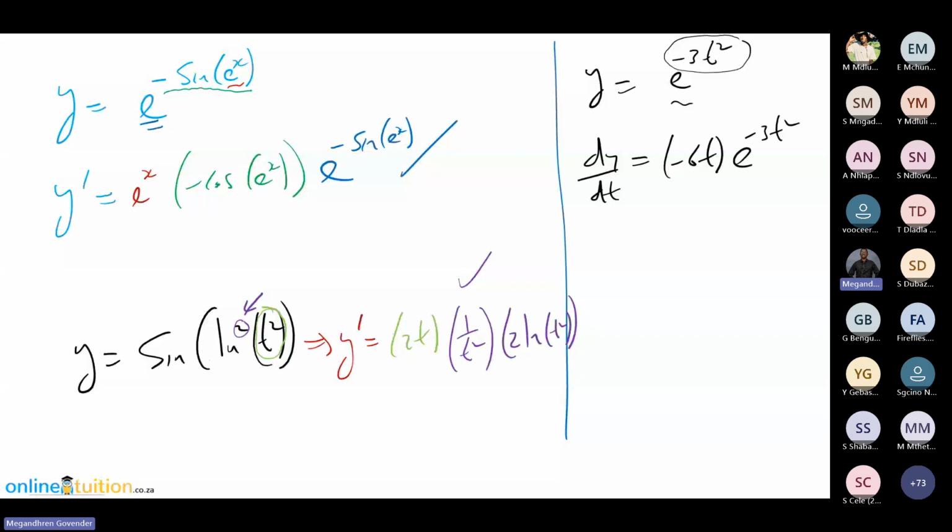Now, what is the derivative of sine of something? It's cos of that something. Cos of ln squared t squared. And there's your final answer. It looks very complicated, but it's not. You can simplify this as well.